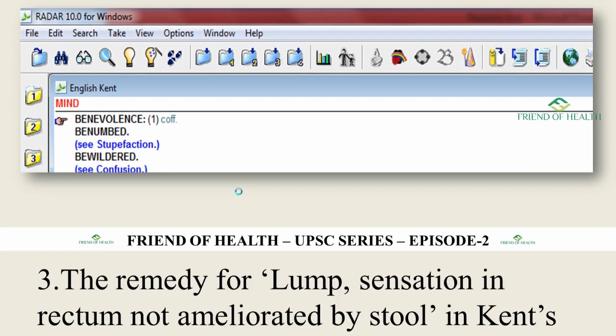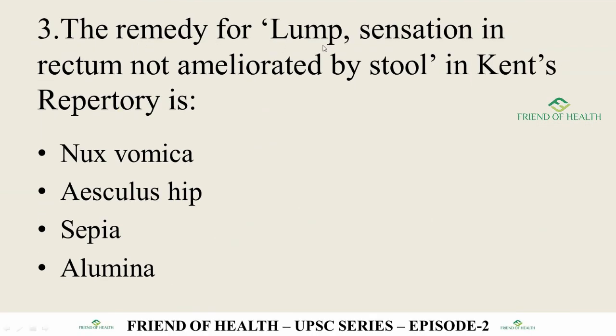Okay. The third question: the remedy for lump sensation in rectum not ameliorated by stool in Kent's Repertory is nux vomica, Aesculus hippocastanum, sepia, alumina. Whenever some interesting rubrics are seen in some of the chapters, you should make a habit of noting them down and revising again. So lump sensation in rectum not ameliorated by stool. Not ameliorated by stool is very important. That also in Kent's Repertory, many direct questions were there in UPSC 2016 or 17.